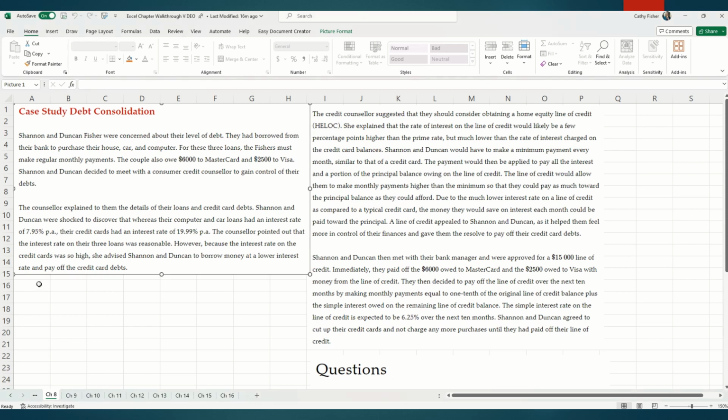Now, the first thing I want to do is take out the pieces that are important here. We can see that Shannon and Duncan Fisher were concerned about their level of debt. They had borrowed from their bank to purchase their house, car, and computer. For these three loans, the Fishers must make a regular monthly payment. They also owe $6,000 to MasterCard and $2,500 to Visa. They've decided to meet with a consumer credit counselor to gain control of their debts.